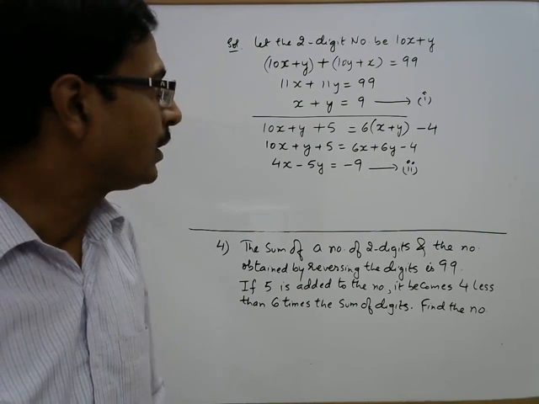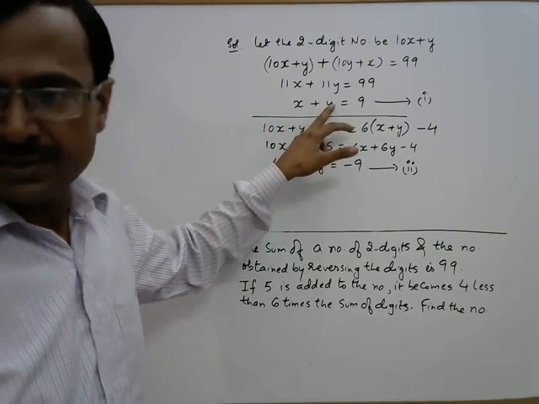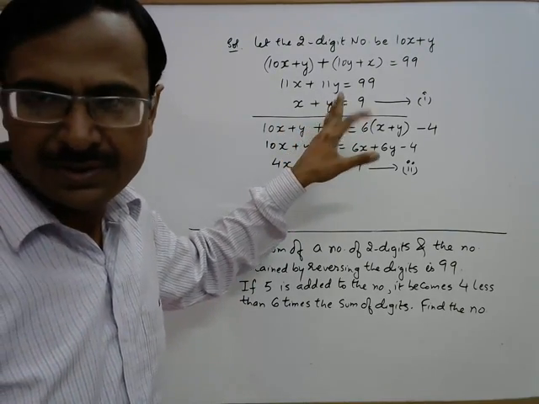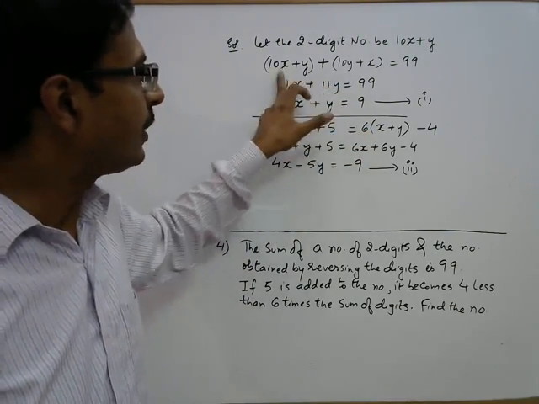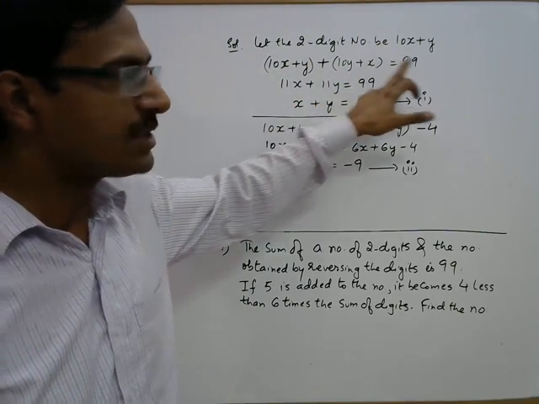Explain equation 1. What do you want me to explain in this, Swasti? Because it's a very obvious statement. Sum of the number and the number obtained by reversing the digits is 99.